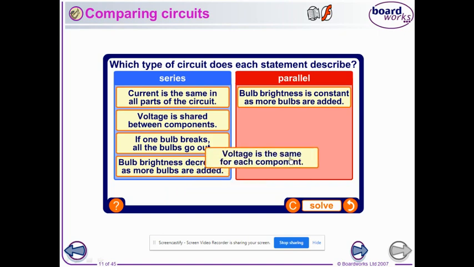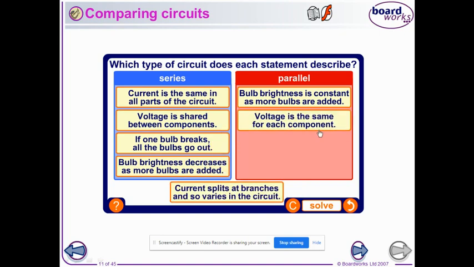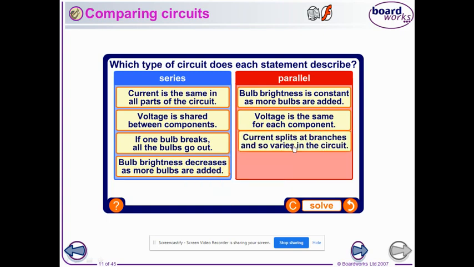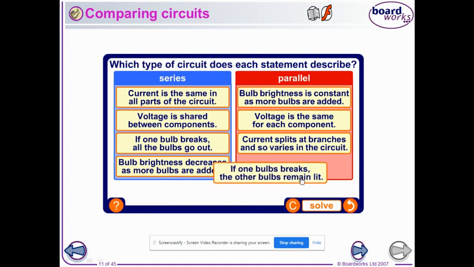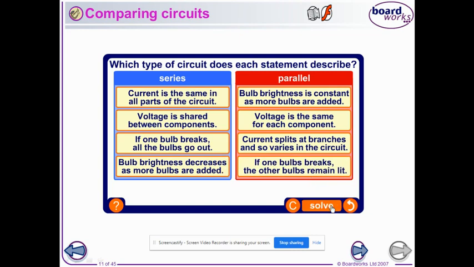Voltage is the same for each component. Current splits at branches and so varies in the circuit. Well, it's more than one route in a parallel circuit, so it needs to split. And if one bulb breaks, the other bulbs remain. That's because there's another route for that current to take.